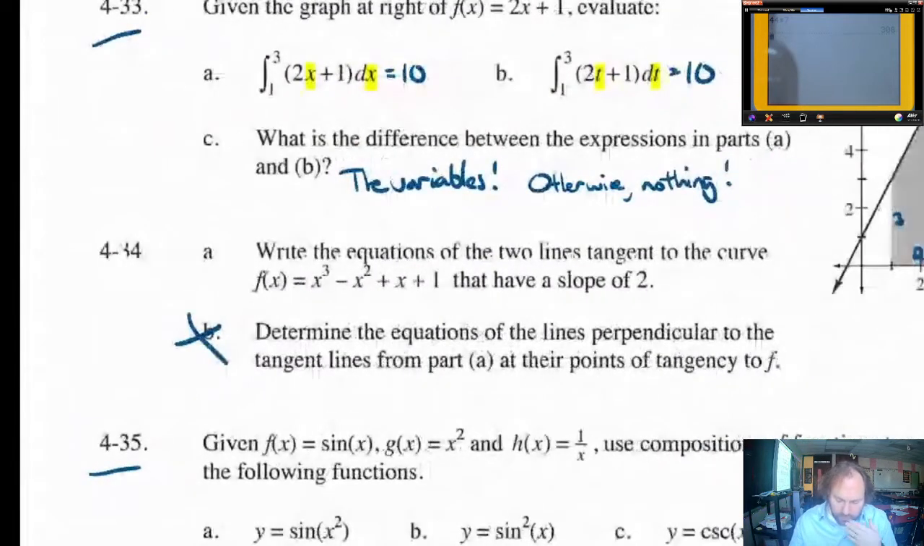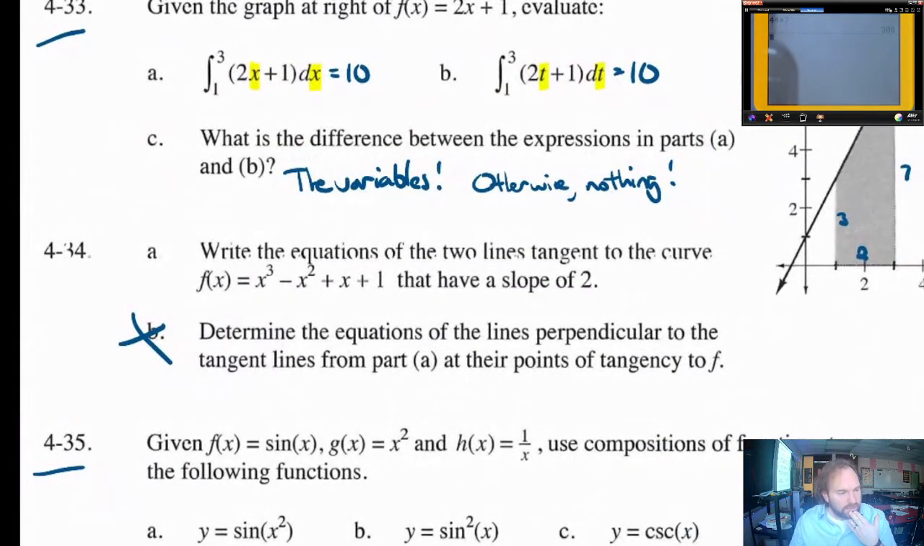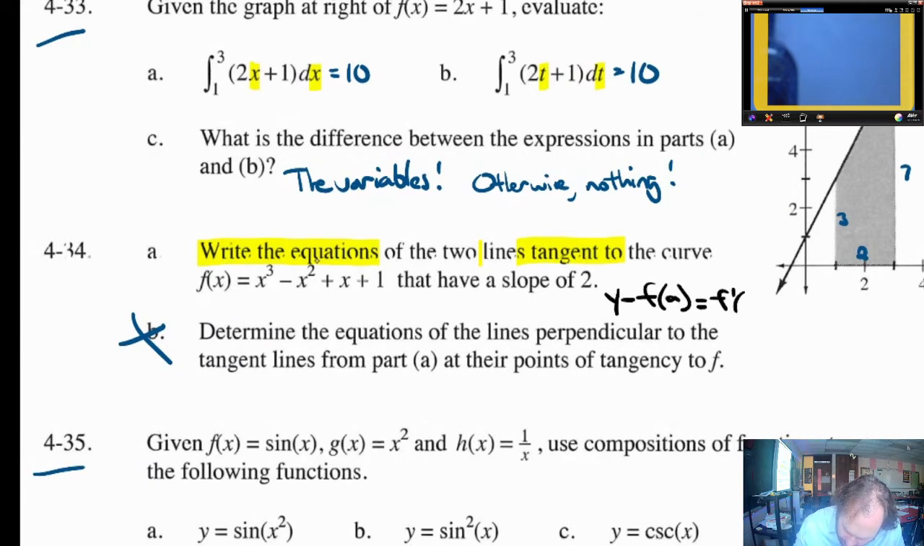Okay, 434 is going to take a little bit of time. I can already tell from just looking at it. But we're going to move off to the side and do our work on a fresh expanse of blank paper. Write the equations of the two tangent lines to the curve that have a slope of 2. Whenever you're looking for tangent lines of the curve or writing the equation of a tangent line, it's a good idea to already be thinking about y minus f of a equals f prime of a times x minus a. Yep, that's exactly what we're going to do here. And what's important about this is that our lines are going to have a slope of 2. So f prime of a will be 2 in both of our equations.